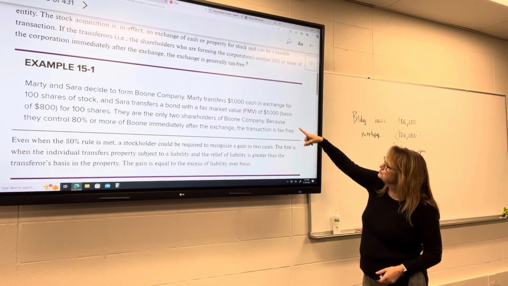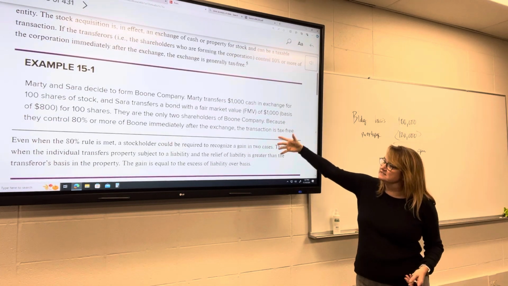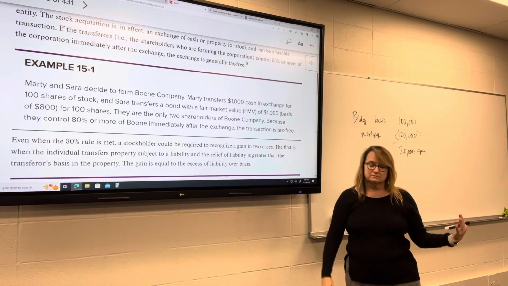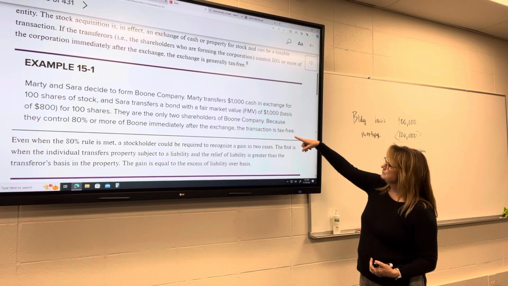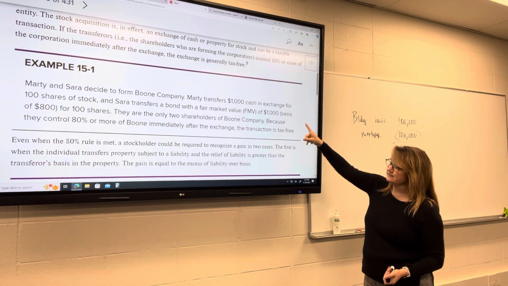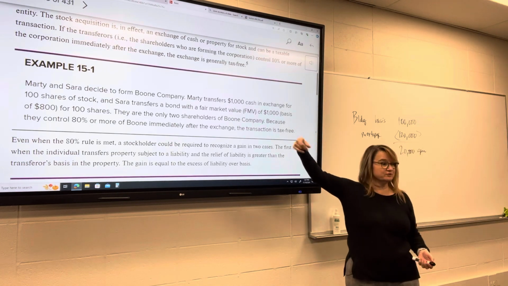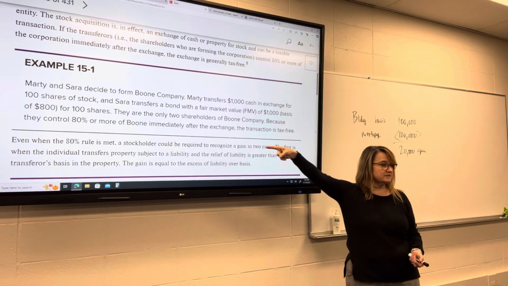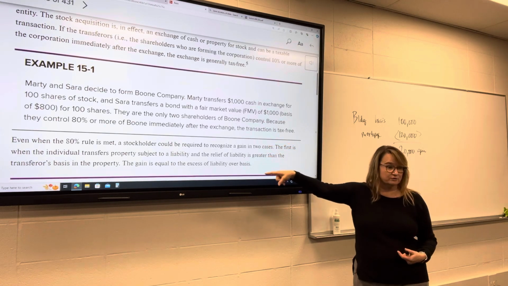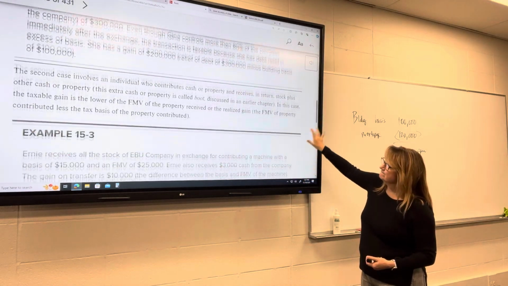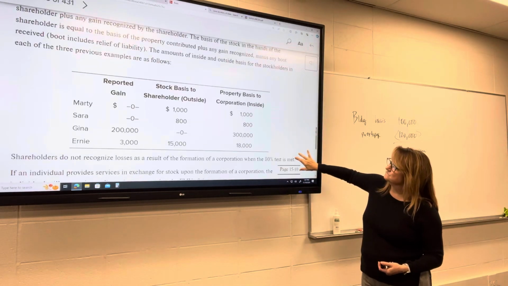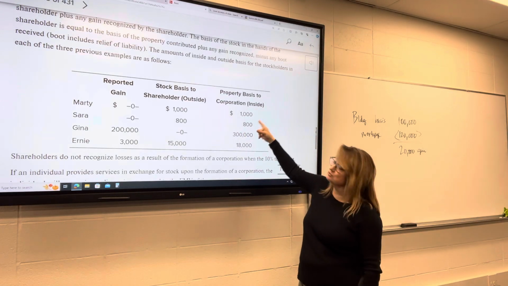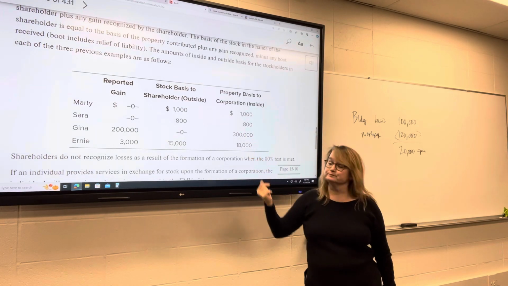So $1,000 cash. So Marty, that's easy. $1,000. His basis in the stock is $1,000. Right? Sarah, her basis in the stock, that basis transfers over, but she didn't receive anything in exchange. So her basis in the stock is $800. Okay, and the basis to the corporation is the same as well.